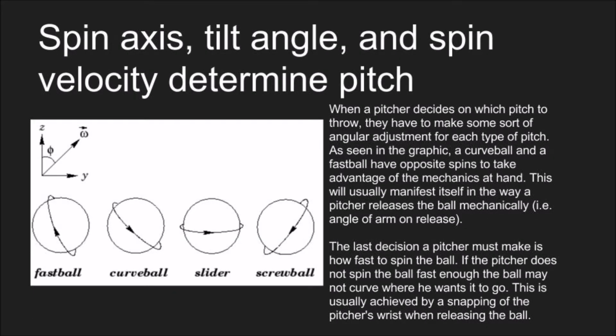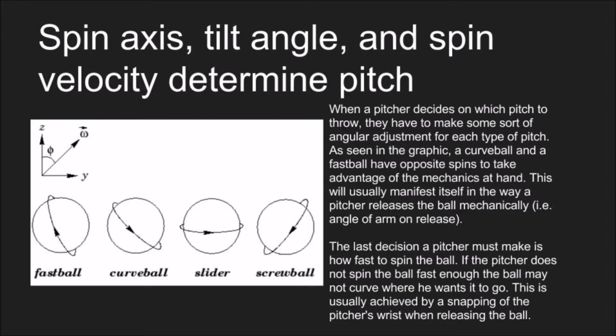Depending on different situations in the game, the pitcher may decide to throw a curveball or a fastball. If they want to make an adjustment, they must do an angular adjustment on the grip of the ball. As seen in the graphic, a curveball and a fastball have opposite spins to take advantage of the mechanics at hand. This will usually manifest itself in the way a pitcher releases the ball mechanically.